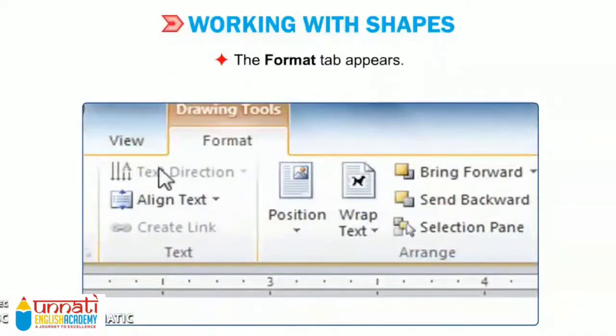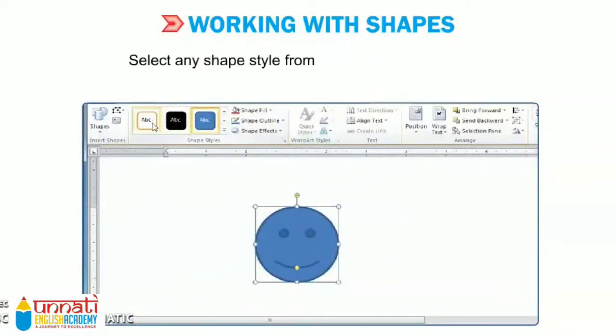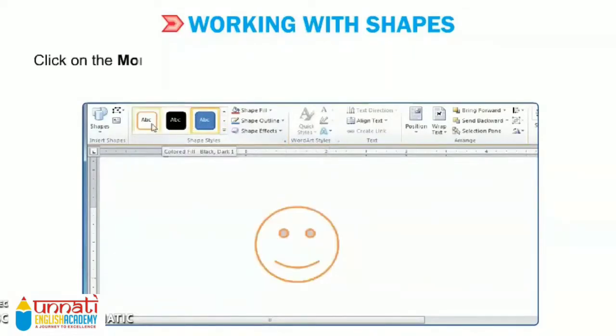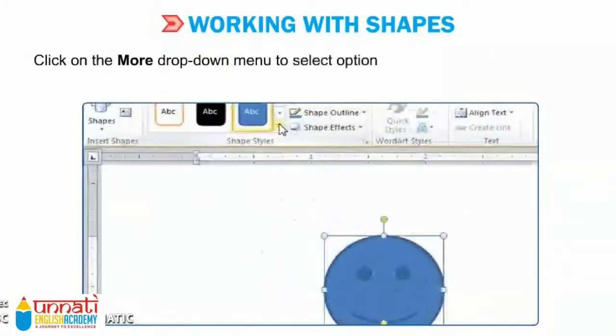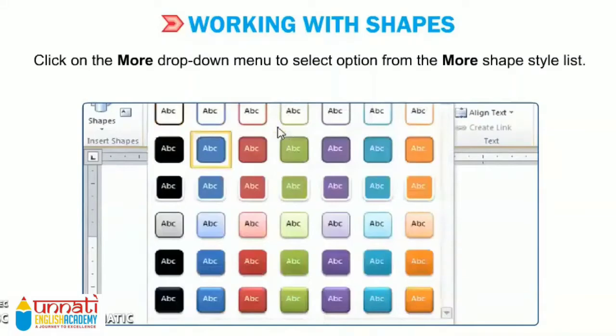Now, along with these, the Format tab appears as soon as you click on the shape. Select any shape style from the Shape Styles gallery. Click on the More drop-down menu to select an option from the More Shape Style list. See, there are many options available. You can choose any.